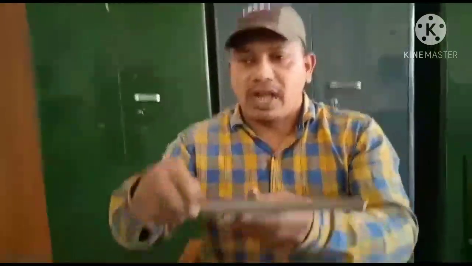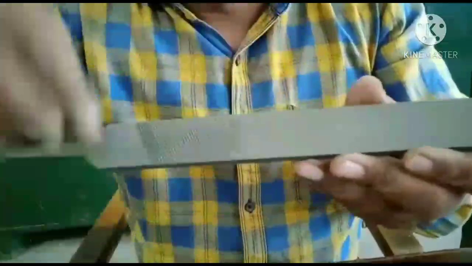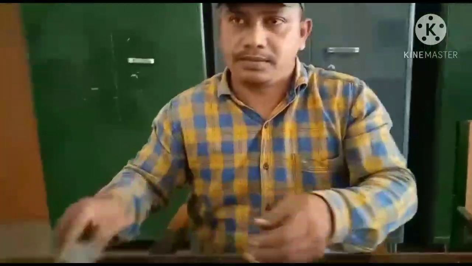According to the cut, files are 4 types: single cut, double cut, rasp cut file, and curved cut file. Single cut file has 1 cut of teeth. Double cut file has double cut of teeth. Rasp cut file is used for filing soft material. Curved cut file has curved cut teeth.